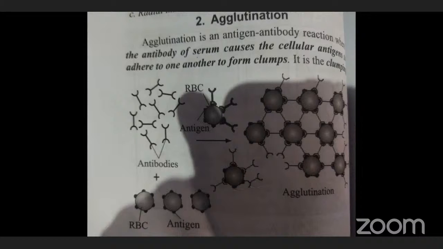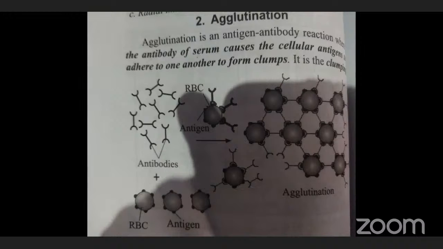Clear? Univalent antibodies cannot form clumps or lattices. Hence, agglutination will not occur. That means antibodies with a single combining site cannot do it. So IgM is able to make clumping. IgG is also involved, but IgM efficiently makes clumping. Clear? Here also the reaction takes place between antigen and antibody and forms a clumping.